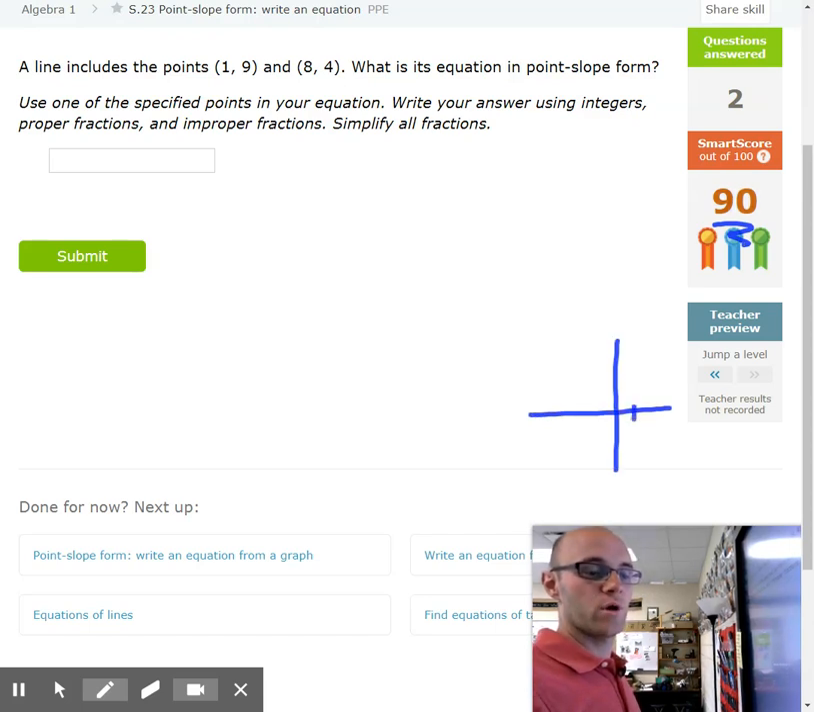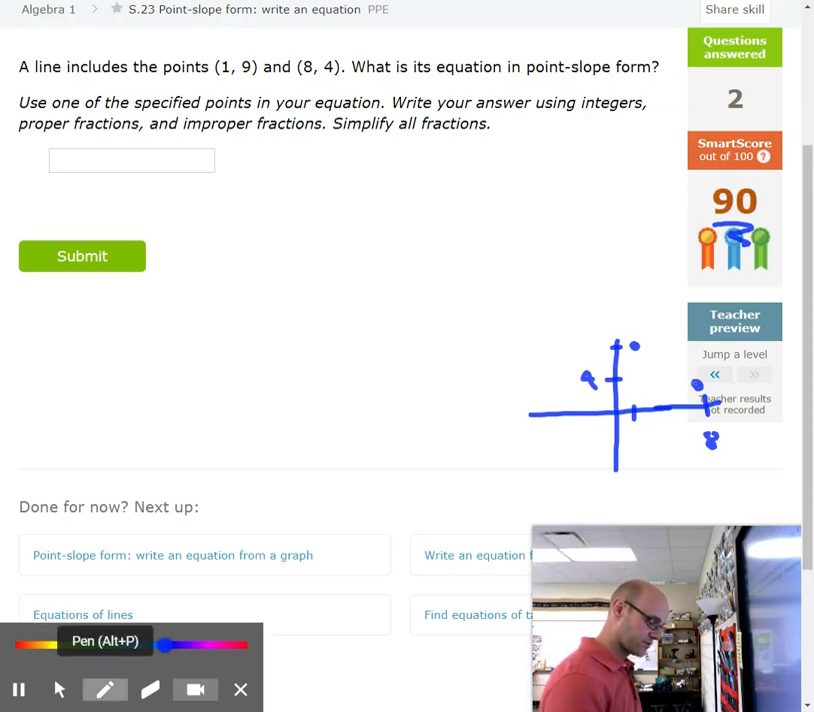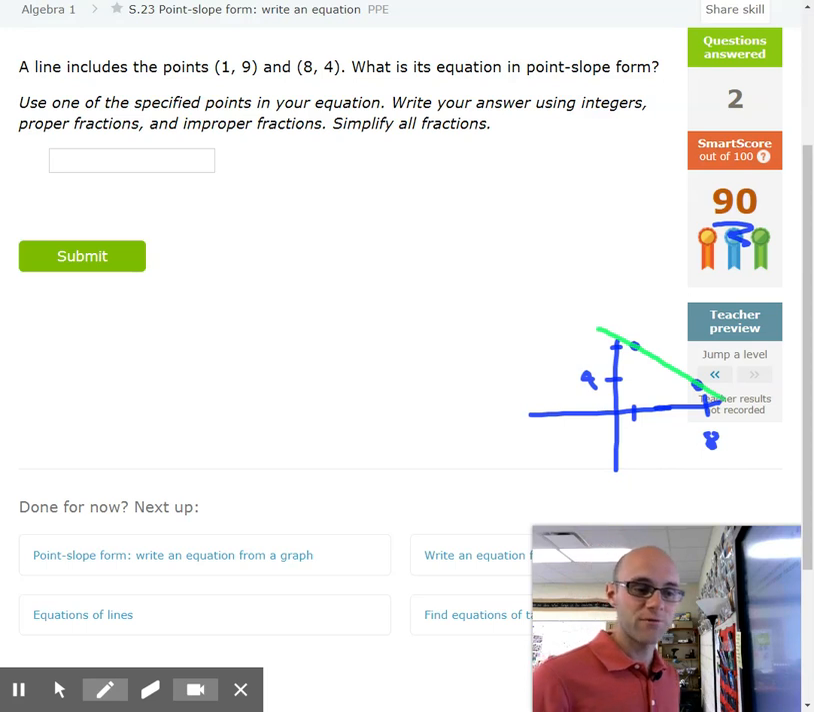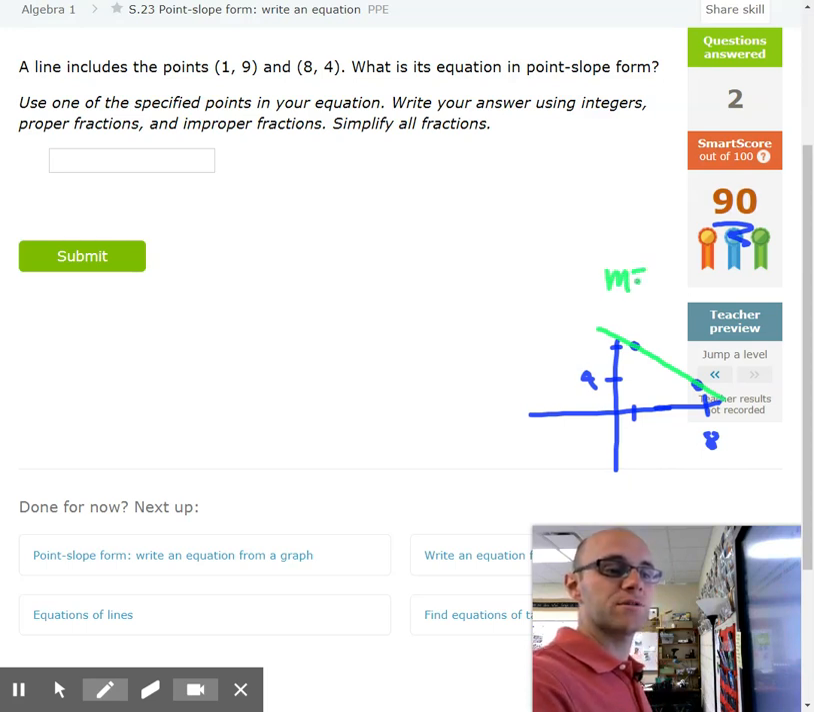There's 2 points, one at 1, 9, so some point up here, another one at 8, 4, so 8 and a 4, something like this. And they want you to write a line that goes through these, write the equation of the line that goes through those 2 points. So the first thing we're going to figure out is how steep is this graph, right? So how much does it go down? How much does it go over?